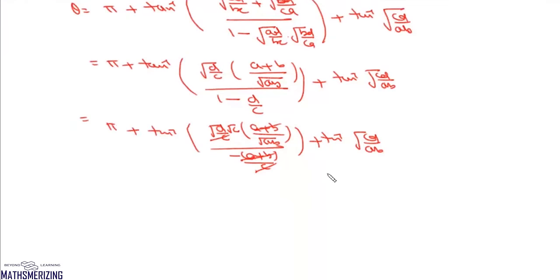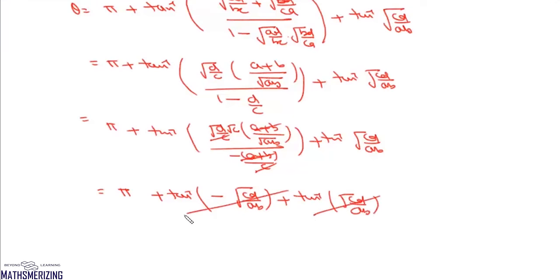Now we can write this as pi plus tan inverse of minus under root cd upon ab, plus tan inverse under root cd upon ab. Now this tan inverse under root cd upon ab will cancel. So the answer to this question will be simply pi.